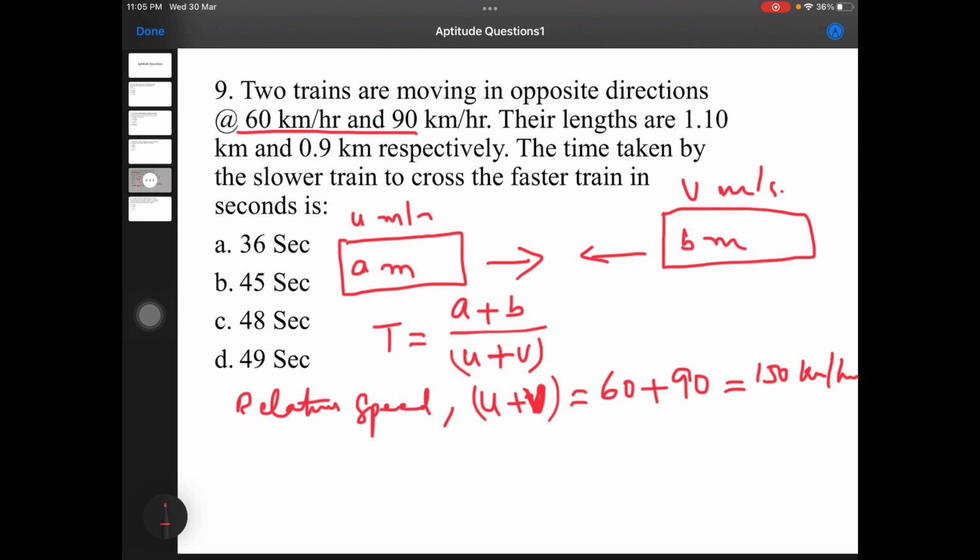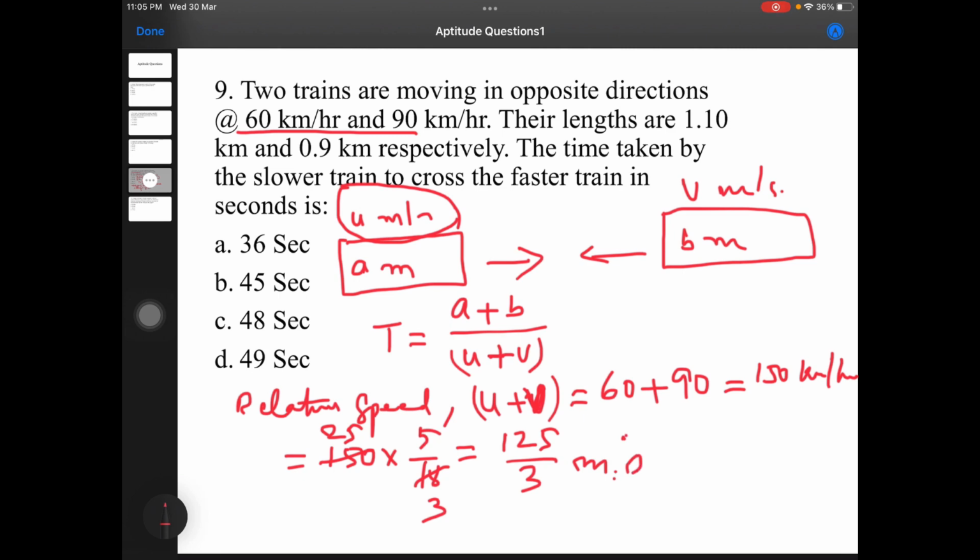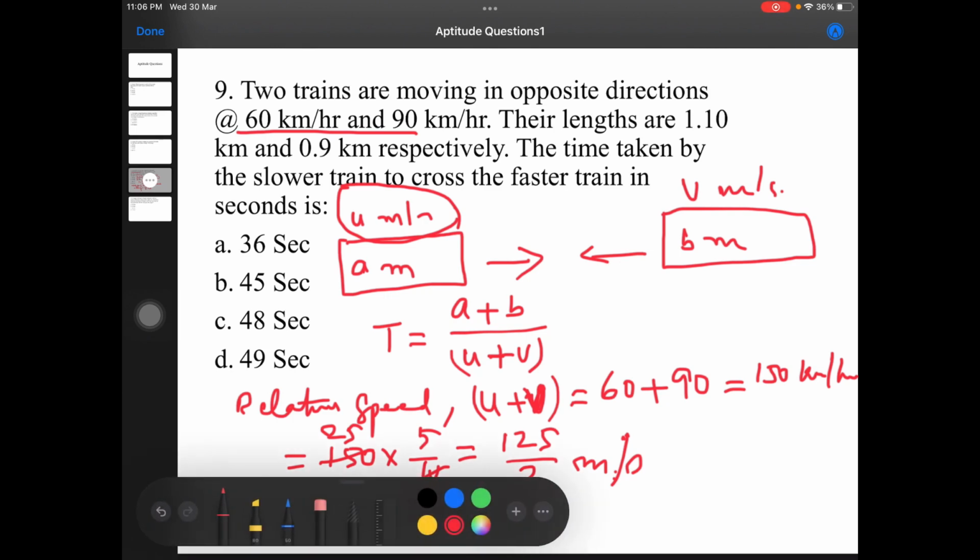So this kilometer per hour we have to convert into meter per second, since the formula is given in meter per second, which is equal to 150 multiplied by 5 by 18. So 18 will go with 6, so 3, and 6 here will go 25, so it's equal to 125 by 3 meter per second. So the relative speed of the train is 125 by 3 meter per second.